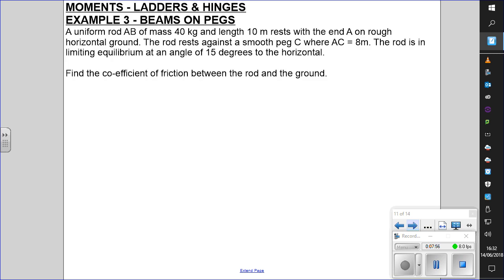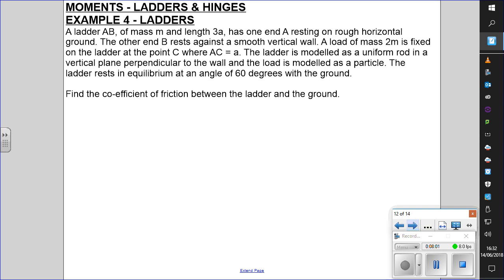Okay, last example. That's the same slide. Ladders, right. So a ladder AB of mass M and length 3A. So notice, going to get some letters in here now. Has one end A resting on a rough horizontal ground. The other end B rests against a smooth vertical wall. So I'm being quite kind here because the peg's going to be rough sometimes and the wall's going to be rough sometimes. So we've got my ladder A.